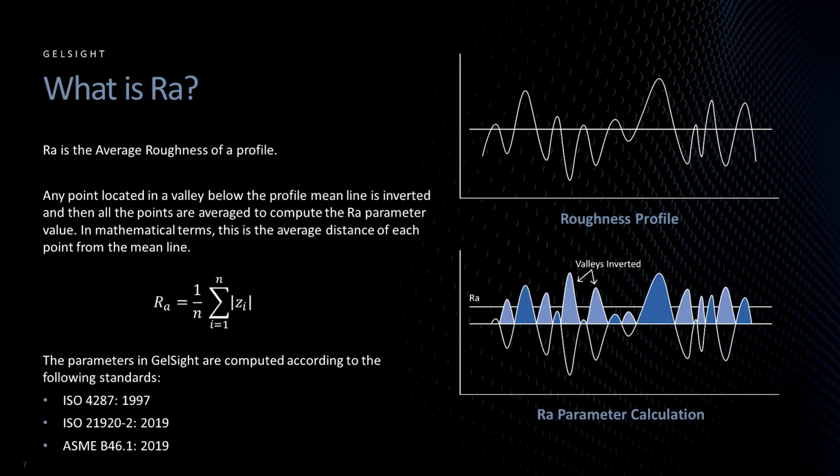The Ra parameter is probably the most basic of all the surface roughness parameters. However, it is without a doubt the most commonly used parameter. In fact, right or wrong, the parameter is quite often the only parameter found on part drawings. This is not necessarily a good thing because the average roughness of a profile only tells part of the story.